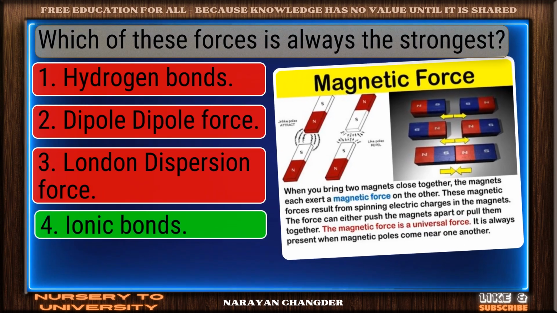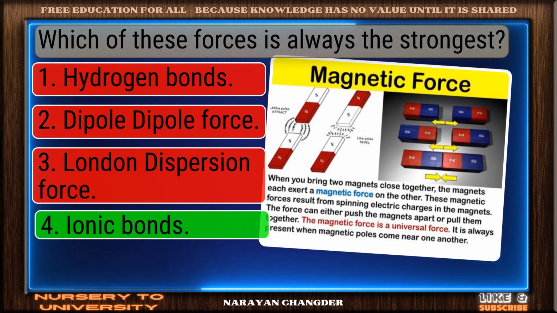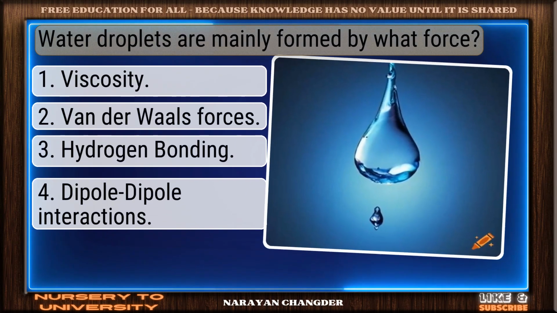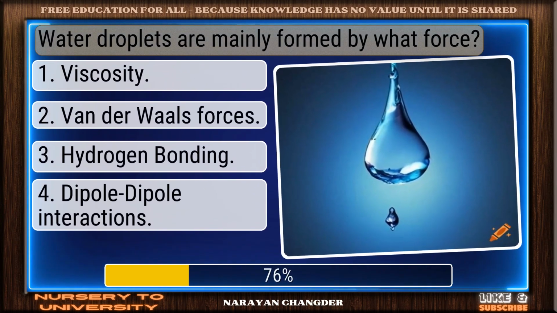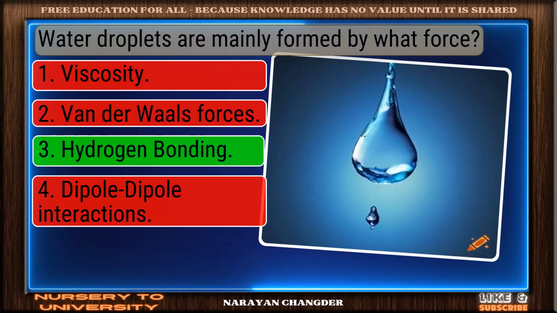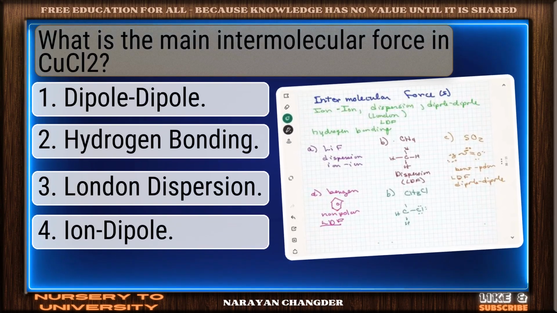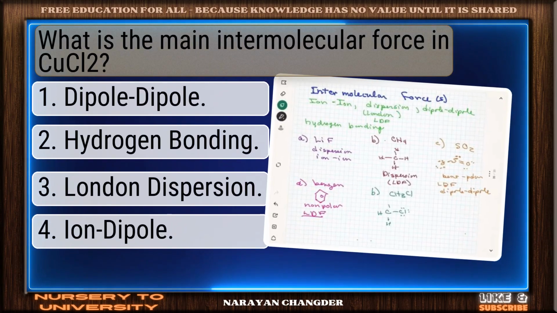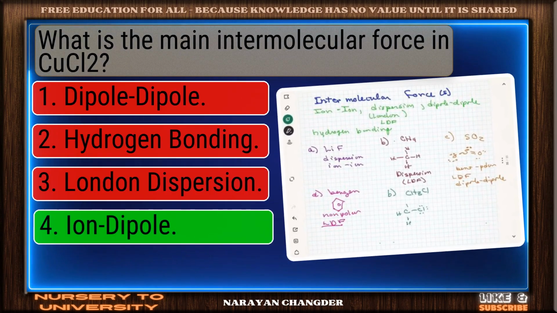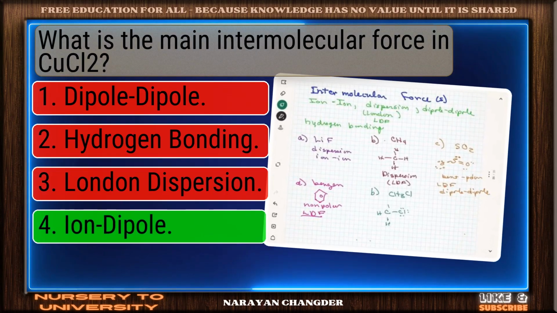Sharp thinking. Ionic bonds is the right choice. Water droplets are mainly formed by what force? Great job. Hydrogen bonding is the accurate answer. What is the main intermolecular force in CuCl2? Well reasoned. Ion dipole is the correct choice.